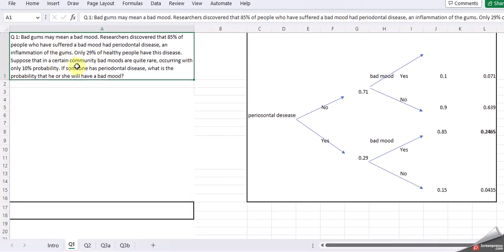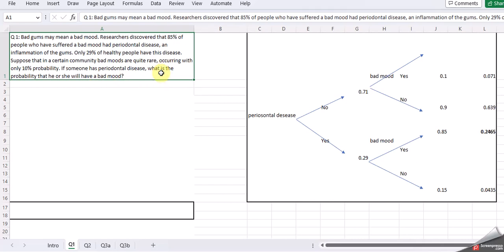Here we had a bad mood and gum problem. I'll just go through it once. Bad gums may mean a bad mood. Researchers discovered that 85% of the people who have suffered a bad mood had periodontal disease, an inflammation of the gums. Only 29% of healthy people have this disease. Suppose that in a certain community, bad moods are quite rare, occurring with only 10% probability. If someone has periodontal disease, what is the probability that he or she will have a bad mood?